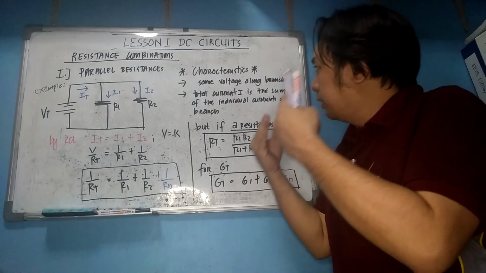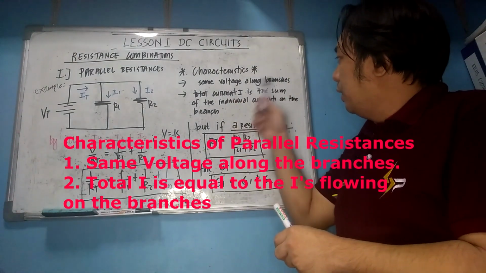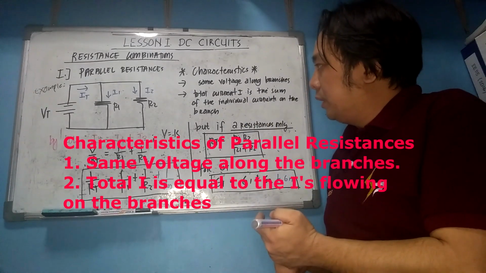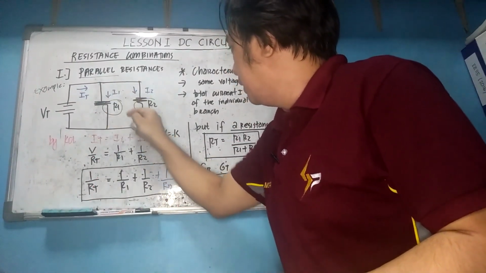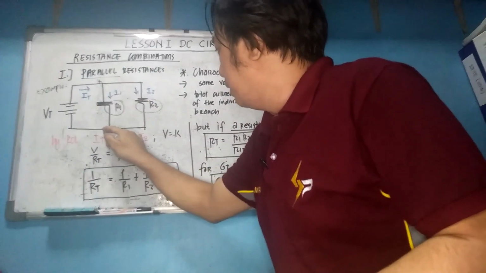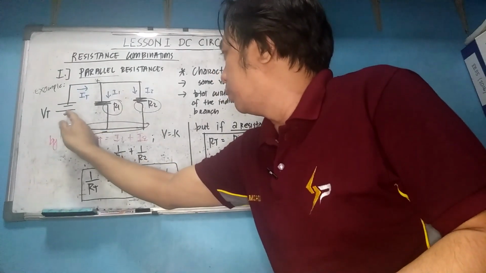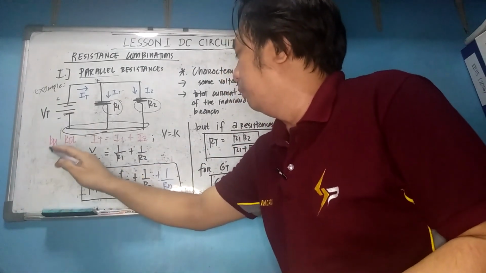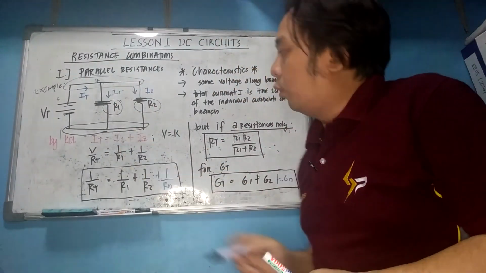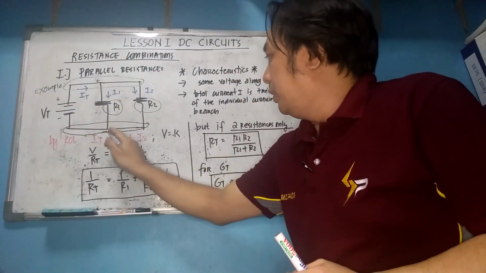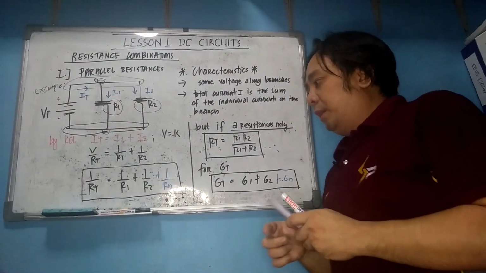Now, what are the characteristics of parallel resistances? The voltages along the branches are the same. So it means when you say parallel, okay, your resistances here are connected on the same polarity mark. So this one is negative for this example, because the shorter line is negative, the larger line on the battery terminal is positive. So these are the nodes here, the top and the lower part. So you have plus here and you have minus here. So both resistances are connected in parallel.